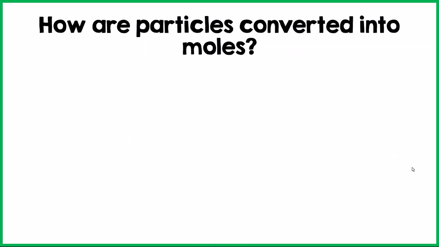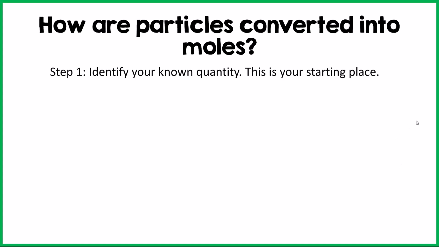So how exactly do we convert particles to moles or to something visible using Avogadro's number? Well, there's a couple of steps here. First step, identify your known quantity. This is your starting place. Generally it could be how many moles you have, or how many particles you have, and we'll get into some other known quantities a little bit later in the course.